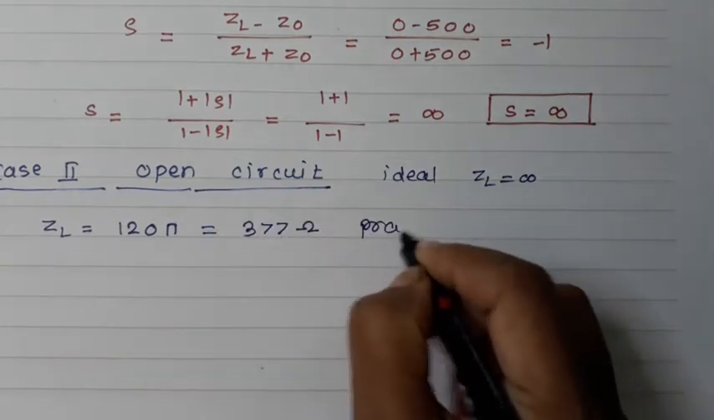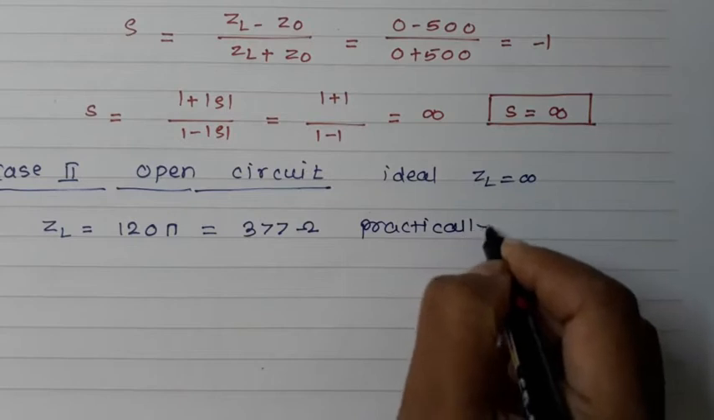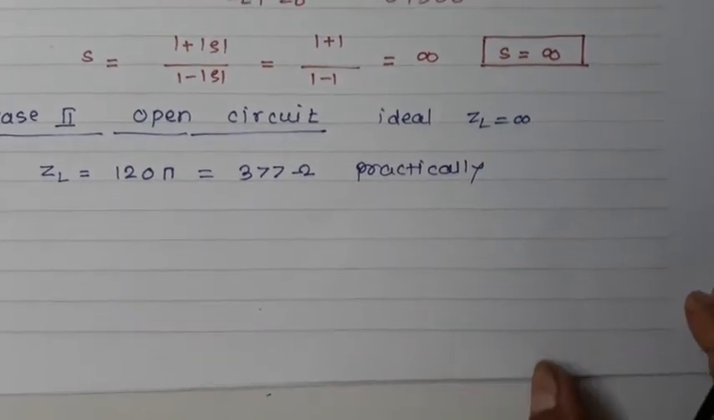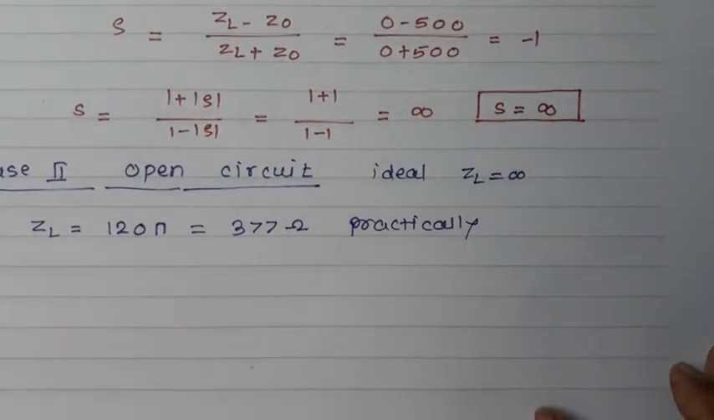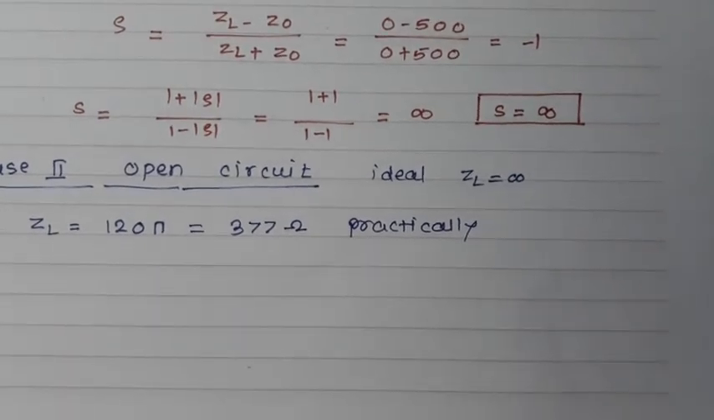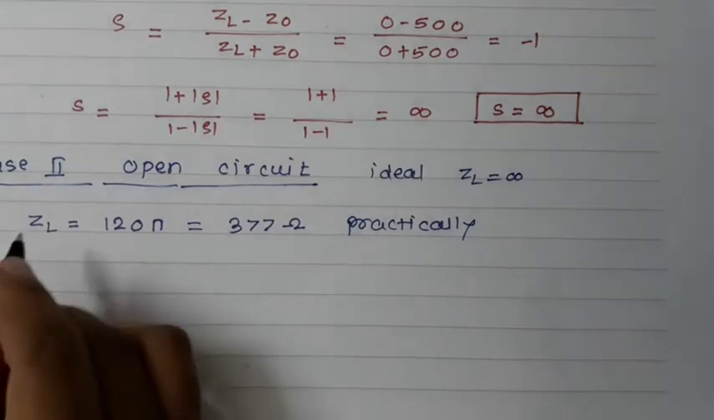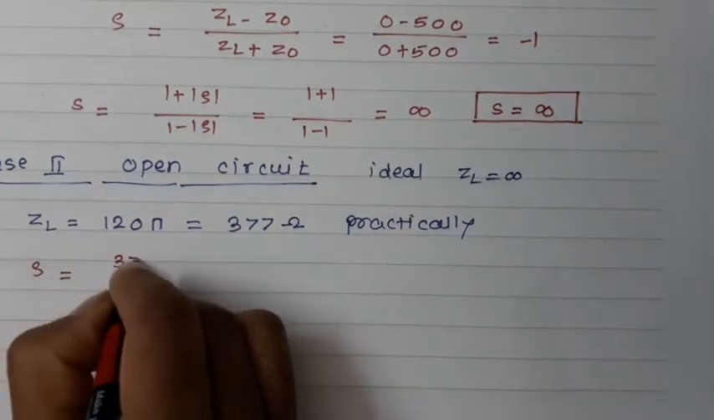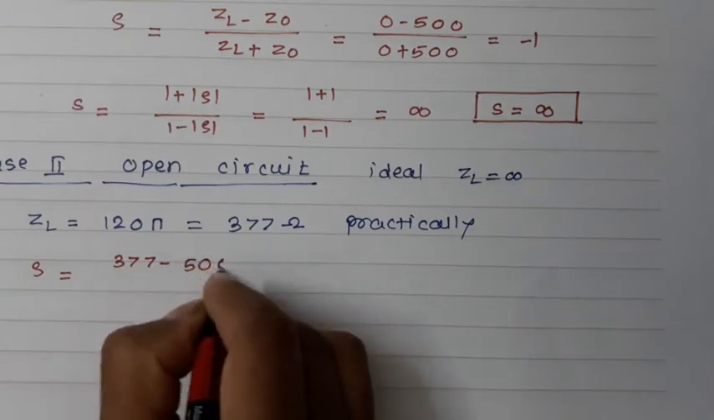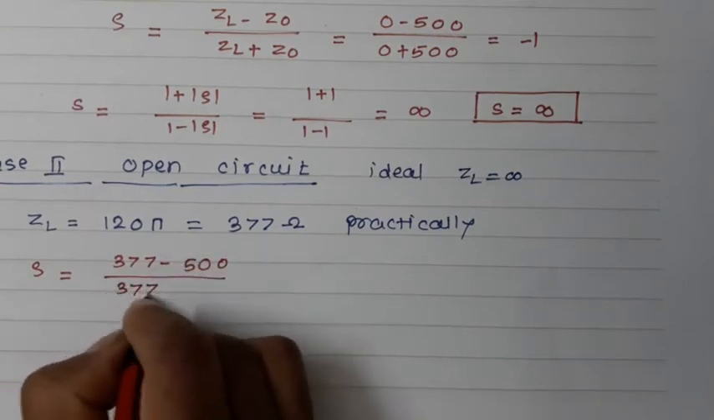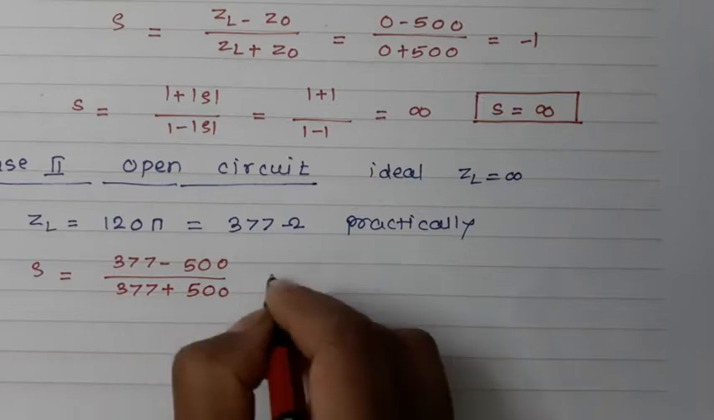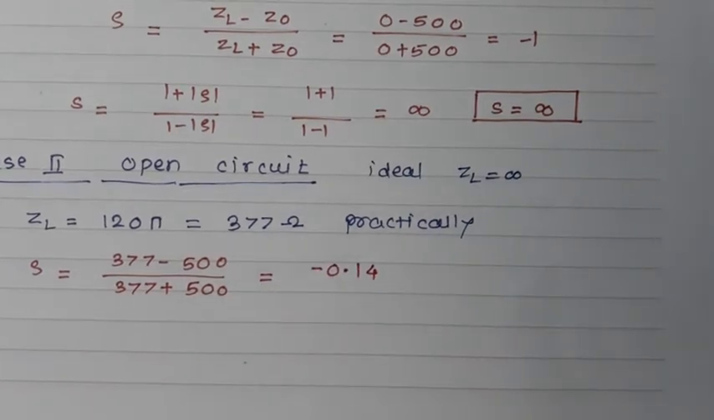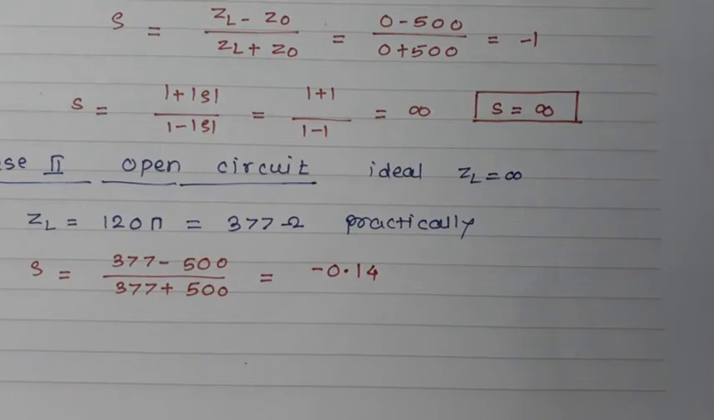So practically we need to consider the impedance of free space. Here I am assuming that for the open circuit condition, I will have a terminated load of 377 ohm. So let us calculate the voltage standing wave ratio. First, the reflection coefficient will be 377 minus 500 divided by 377 plus 500, which is nothing but minus 0.14. So this is my reflection coefficient for open circuit.